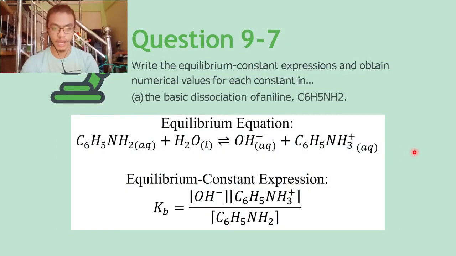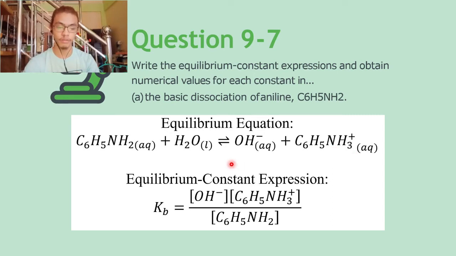For the first item, we have the basic dissociation of aniline, C6H5NH2. So here's the equilibrium equation: C6H5NH2 aqueous plus water, we get hydroxide ions and C6H5NH3 ions. In equilibrium constant expressions, we do not consider liquid water or liquid H2O, which is why we are only considering the aqueous parts of the equation.